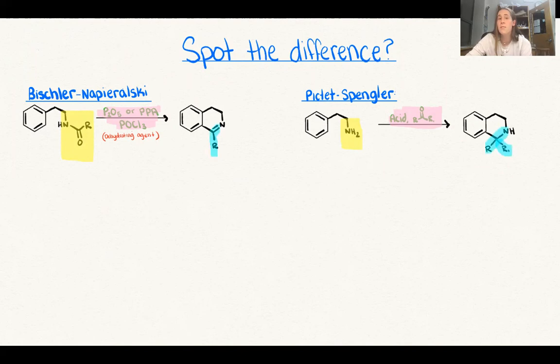The final difference is found in the products. In the Bischler-Napieralski reaction, we have a dihydro isoquinoline, whereas in the Pictet-Spengler reaction, we have a tetrahydro isoquinoline.